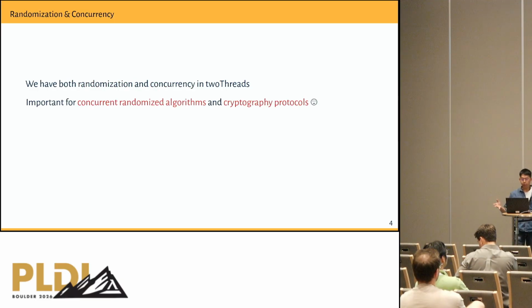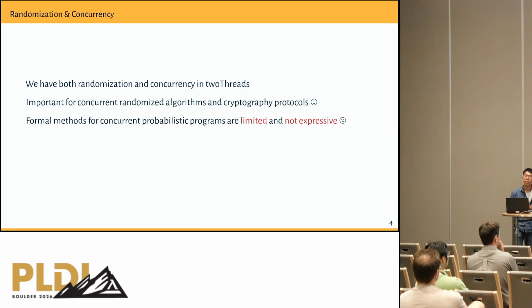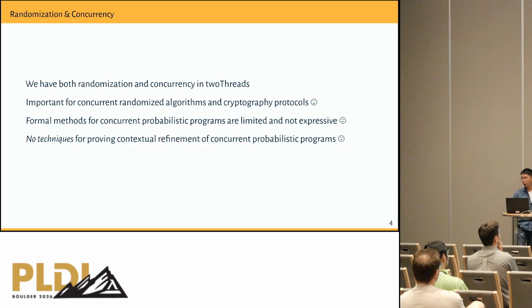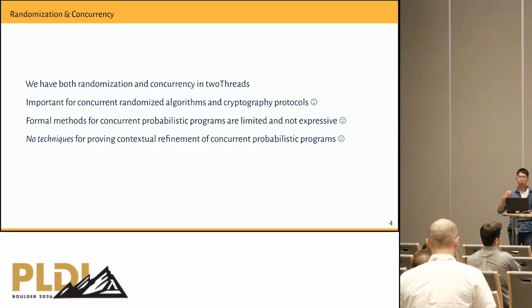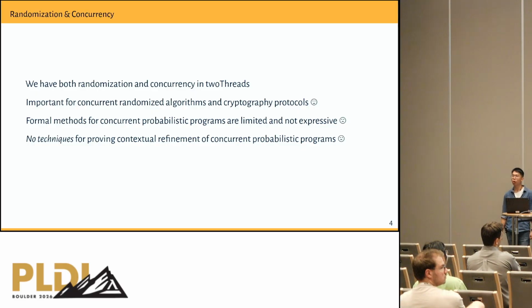Now, both of these features are useful. For example, you can use them to implement concurrent randomized algorithms or data structures, like the concurrent approximate Morris counter, or you can use them to model cryptographic protocols, like secure multi-party computation. But these two language features in combination are very hard to reason about. And formal methods for these programs are quite limited and not very expressive. In particular, to the best of our knowledge, there were no techniques that you can actually use to prove contextual refinement of concurrent probabilistic programs.